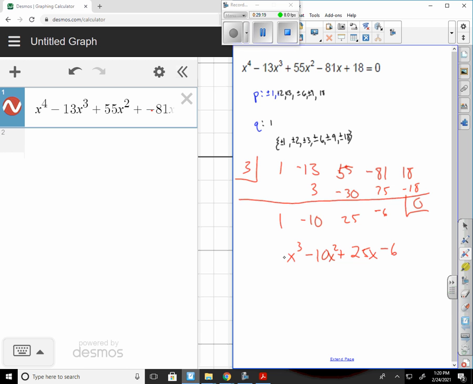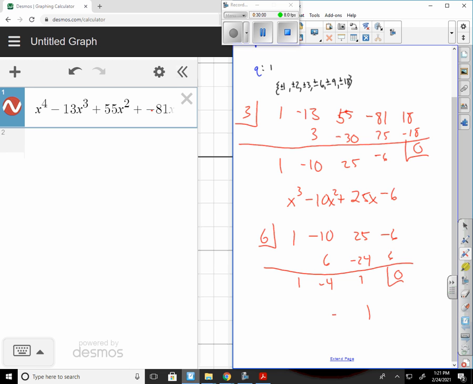Now, because I'm not done yet, now I'm down to x to the third, which is what we had been doing. I could find my factors of 6, but really that's only going to get rid of 9 and 18. I looked at the graph. Remember we had a 6 there as well. So I'm going to choose 6 as my next one. 1, negative 10, 25, and negative 6. Bring down the 1. 6 times 1 is 6. That's negative 4, negative 24, 1, and 6. I have 1, negative 4x and x squared.